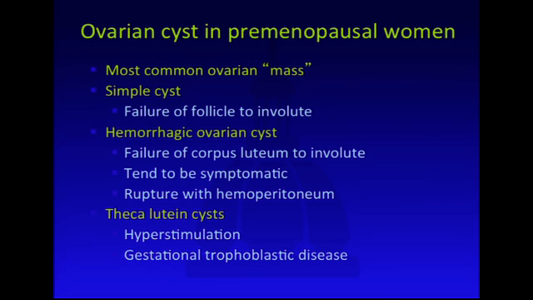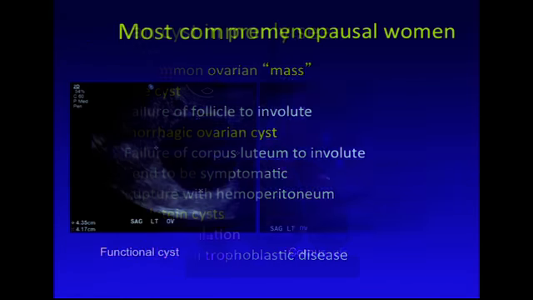They can have simple cysts, which basically result from failure of the Graafian follicle to involute. You can have hemorrhagic ovarian cysts, likely resulting from failure of the corpus luteum to involute. These sometimes are symptomatic, whereas the simple cysts tend to be detected incidentally. Occasionally, they can rupture and cause a hemoperitoneum. Finally, in this category, we should also put theca lutein cysts, which result from hyperstimulation of the ovaries, either iatrogenic hyperstimulation or associated with gestational trophoblastic disease.